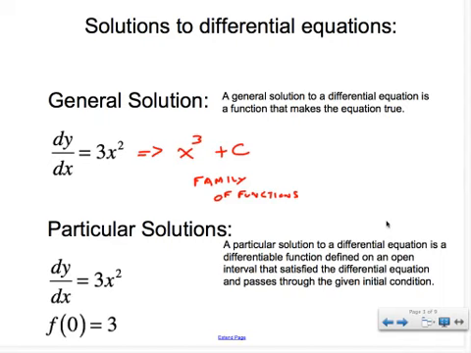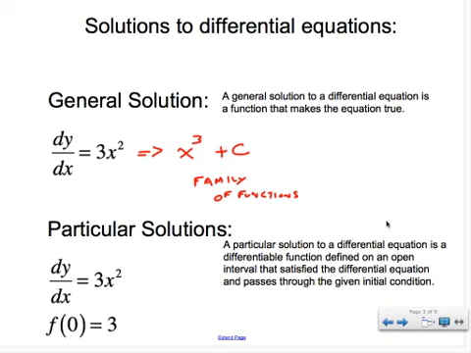So, a key definition here that you're going to want to write down because it's going to come up a little bit later. It says a particular solution to a differential equation is a differentiable function defined on an open interval that satisfies the differential equation and passes through the given initial condition. So in this case, I need a function that's differentiable on some open interval that has derivative 3x squared and also passes through the point (0,3).